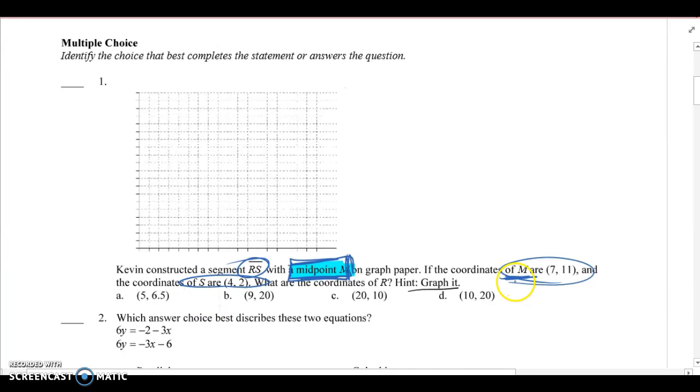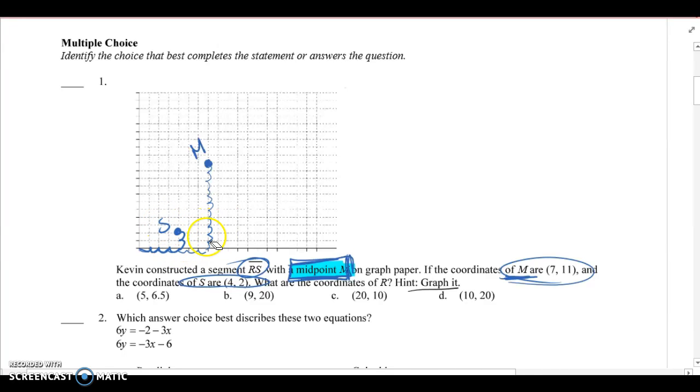So let's go ahead and graph that. M is 7, 11. So we're going to go over 7: 1, 2, 3, 4, 5, 6, 7, and up 11: 1, 2, 3, 4, 5, 6, 7, 8, 9, 10, 11. It's hard to see. There's 7, 11, and that's M. Make sure you label. Okay, and the coordinates S, 4 and 2. So let's go over 4: 1, 2, 3, 4, and up 2: 1, 2. So right there, there's S.